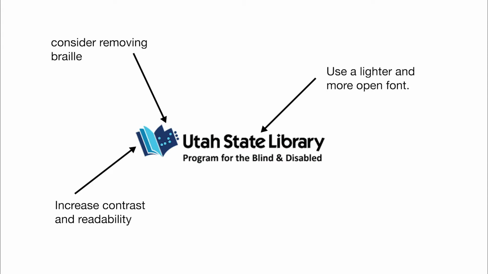Then the second component of this logo is the graphic. Currently, the graphic looks like a book that's being fanned open, but on the right side of the book, there's a corner cut out that makes the book look like the shape of the Utah borders. And so this way it's kind of clever because it looks like a book, but it also looks like Utah.